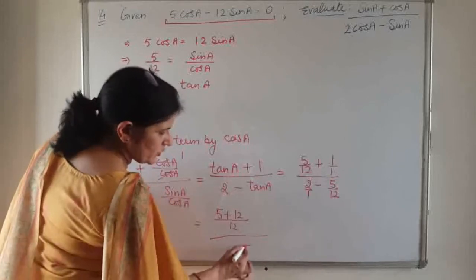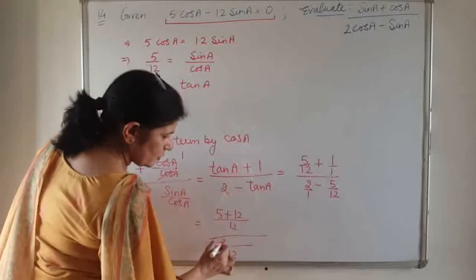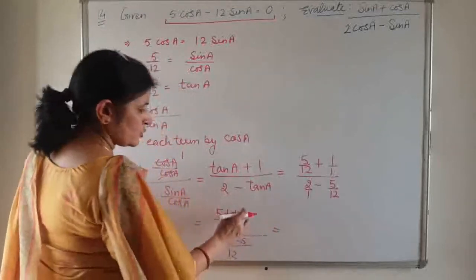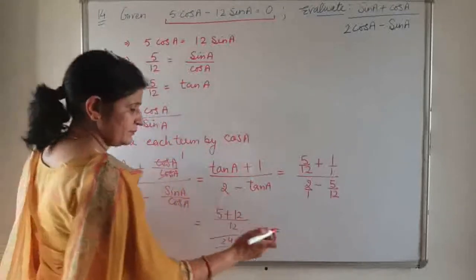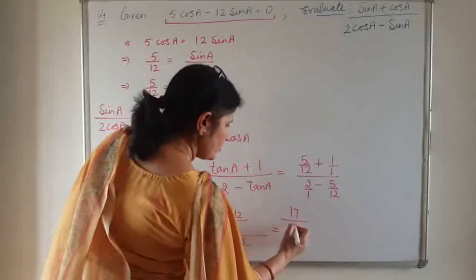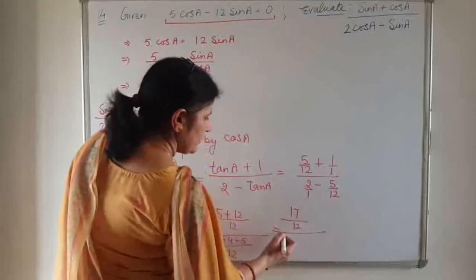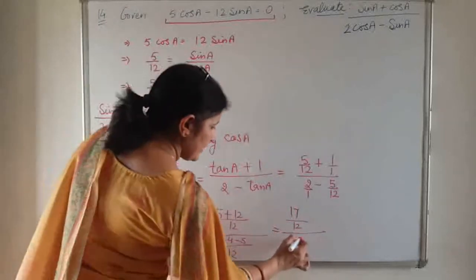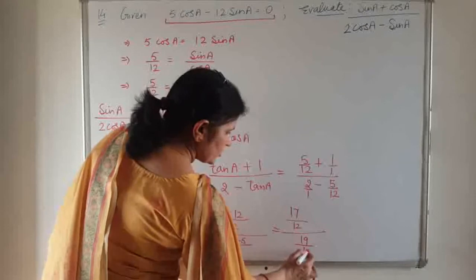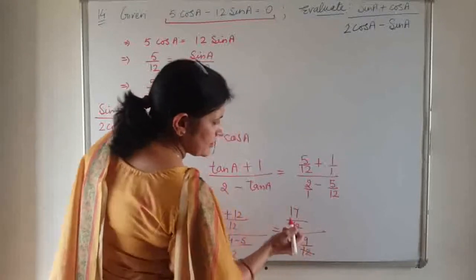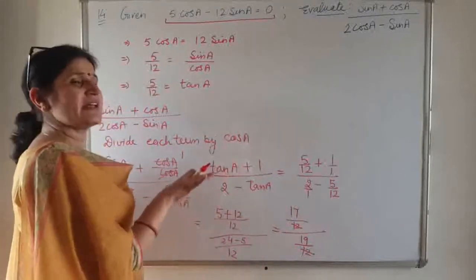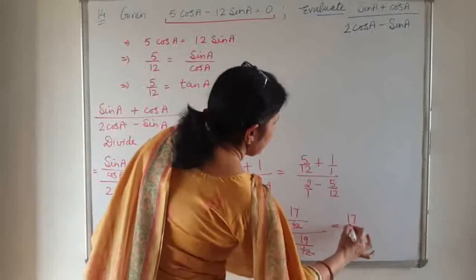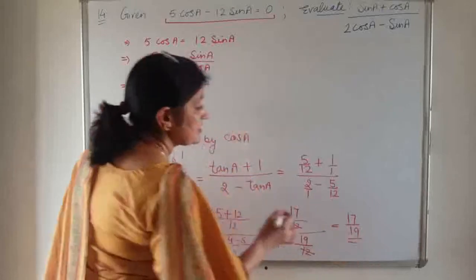LCM is 12. 12 twos are 24 minus 5. 12 plus 5, what will come? 17 upon 12. Below, 24 minus 5, 19 upon 12. So this 12 will be cancelled. You can cancel it like this, otherwise take the reciprocal and multiply them. So what we get? 17 upon 19. So this is the answer.